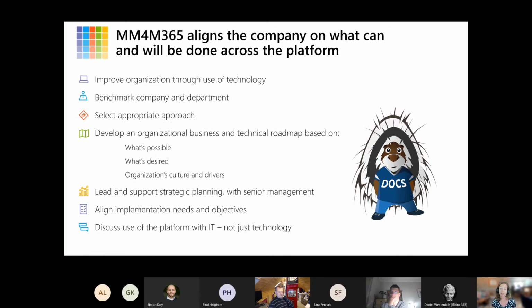It helps us discuss the use of the platform with IT as well. It's not just the technology. So it's also our job to expand IT's understanding past the systems itself to those outcome objectives it supports. They also need to understand the why of what we are implementing.